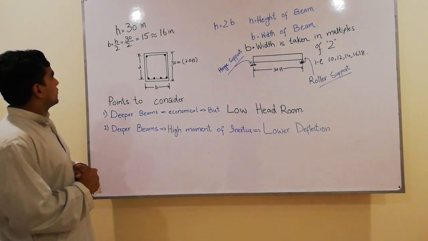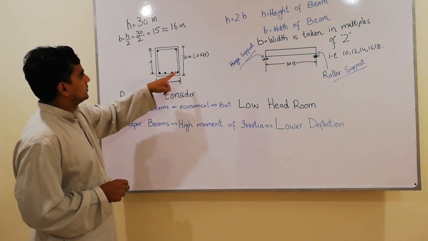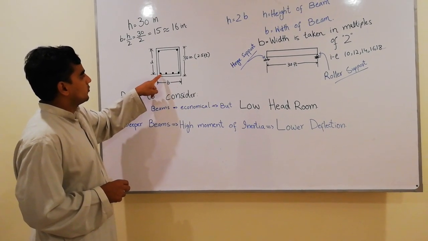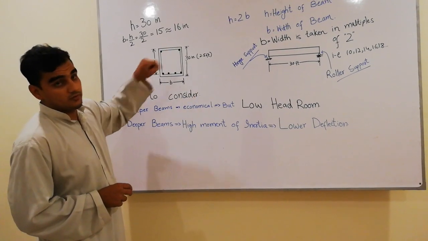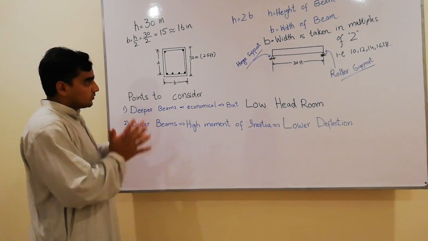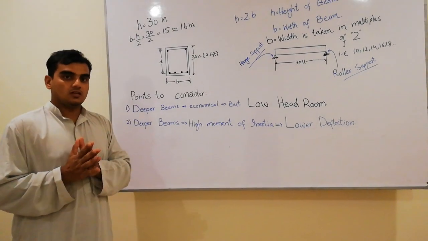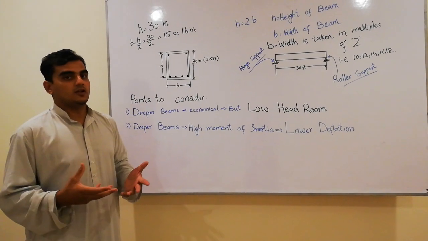So over here we have this beam. Here this is the overall depth, and here we have a strip, and these are the lower reinforcement, and over here at the top we have the top reinforcement. The depth of the beam and its width is actually influenced by architectural design as well.